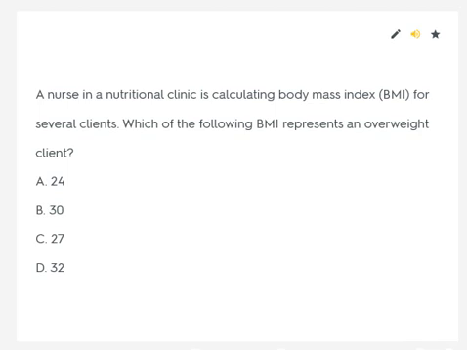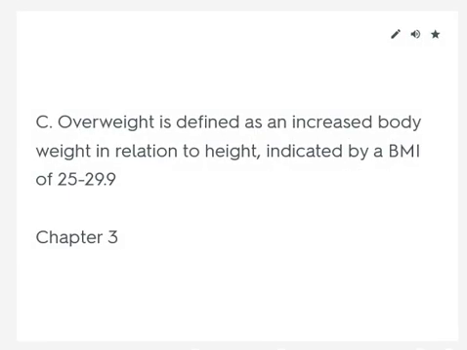A nurse in a nutritional clinic is calculating body mass index for several clients. Which of the following BMI represent an overweight client? A. 24, B. 30, C. 27, D. 32. C. Overweight is defined as an increased body weight in relation to height, indicated by a BMI of 25-29.9. Chapter 3.